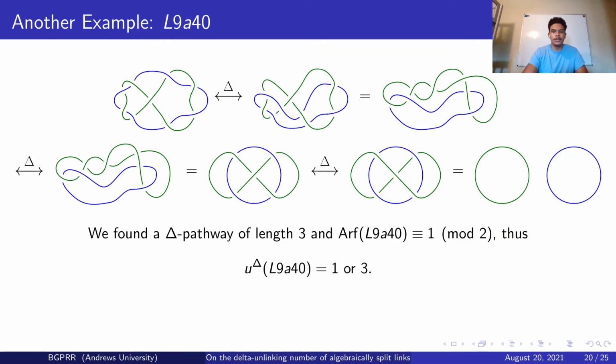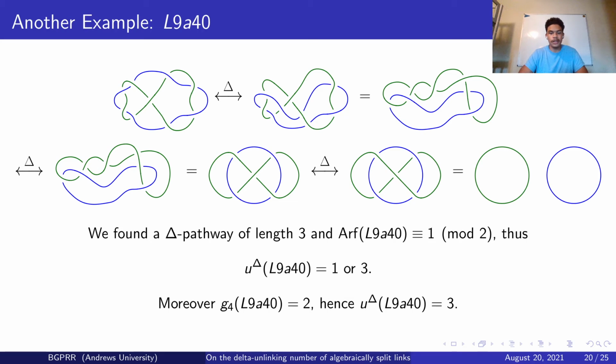Using this new method, if we jump back to our example, remember we had a pathway of length 3 giving us an upper bound of 3, and the R invariant helping us determine its parity. Note, since the R invariant was congruent to 1, we know that the delta unlinking number for this link has to be either 1 or 3. Using the 4 genus, it is known that the 4 genus of this link is equal to 2, and as a result, we can fully determine again that the delta unlinking number for L9A40, this link, is equal to 3.